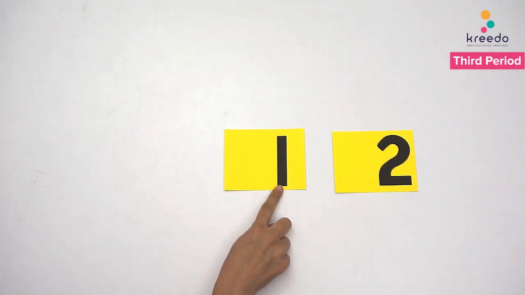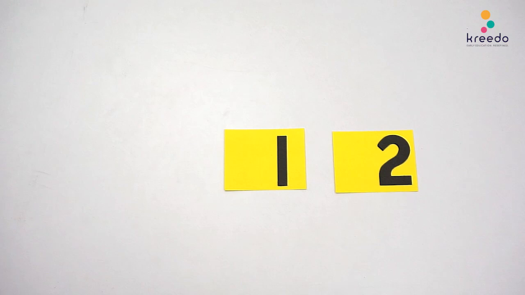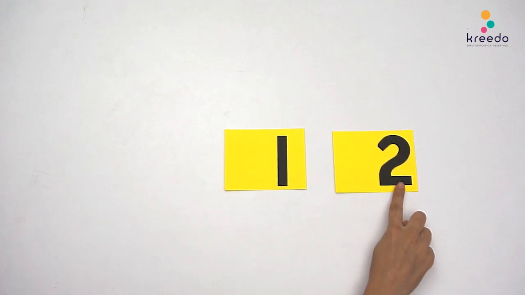Point to number 1 and ask the child, what is this? Wait for the child to answer. Point to number 2 and ask the child, what is this?